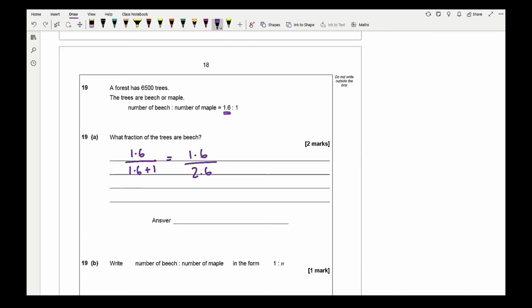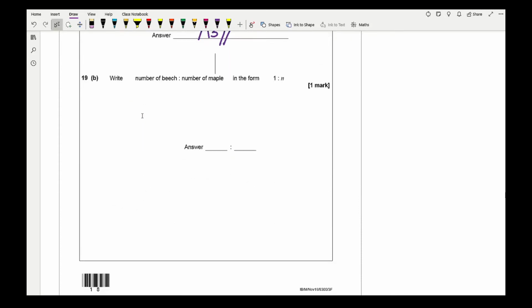Now the problem is that with this, if you've got a Casio calculator and you type this into your calculator, it should give you a much better fraction, because one of the key things you need to remember is that you can't write decimals in fractions. So if I type in 1.6 divided by 2.6, it gives me the fraction of 8 over 13.